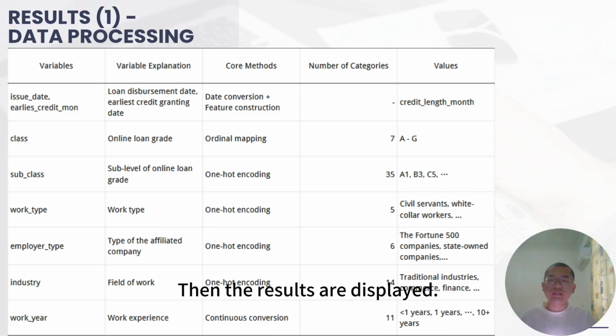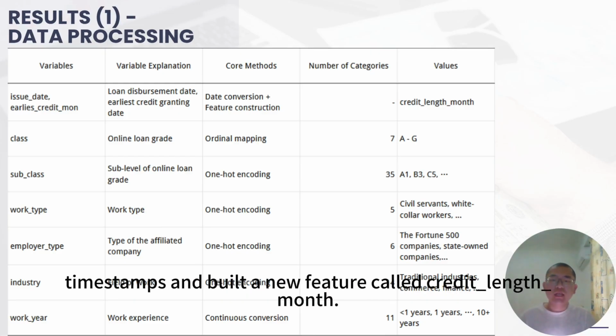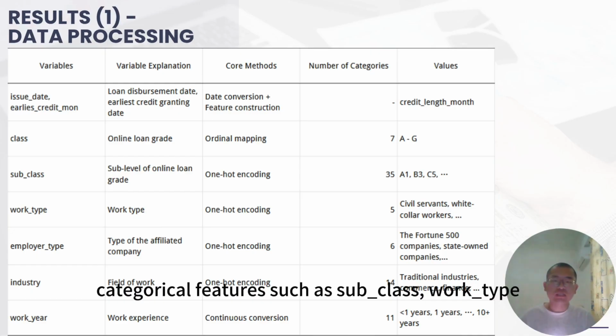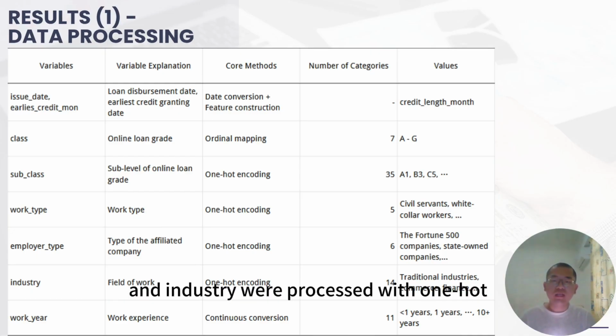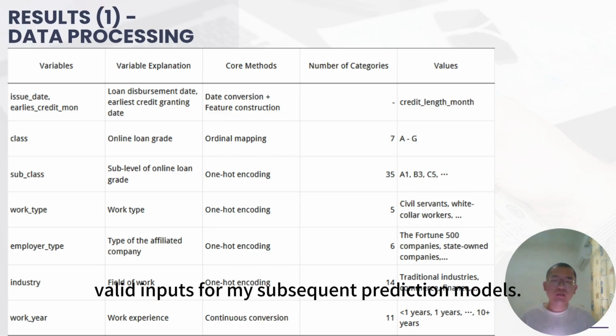Then the results are displayed. This table summarizes how I handle different types of row features. For date features, I converted timestamps and built a new feature called credit landmarks. Ordinal loan grades use numerical mapping, while unordered categorical features such as subclass, work type, and industry were processed with one-hot encoding. Work experience was transformed into continuous values for model training. All these standardized transformations guarantee valid inputs for my subsequent prediction models.